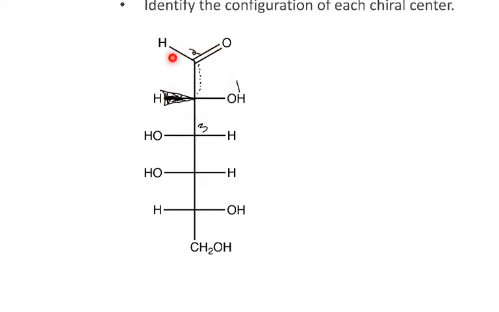Right, because the hydrogen is not in the back, it's going to be the opposite of this, and so it's not S, but that chiral center is going to be R. Let me go to the next slide where I've got a clean template.